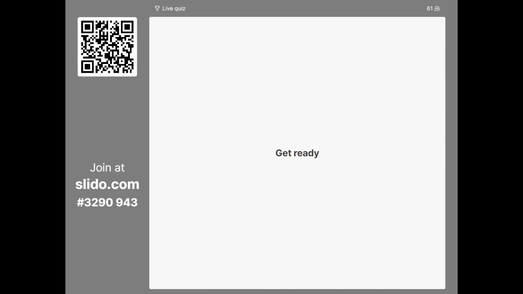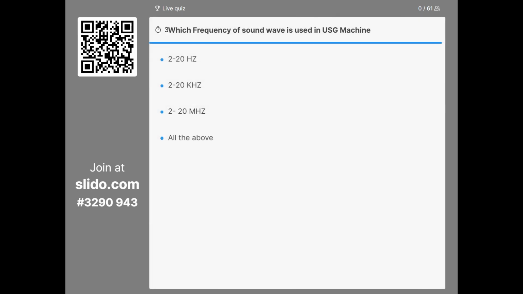Next question: which frequency of sound wave is used in the ultrasonographic machine? 2 to 20 hertz, 2 to 20 kilohertz, 2 to 20 megahertz, all of the above.